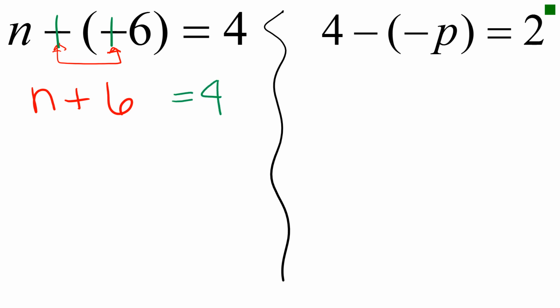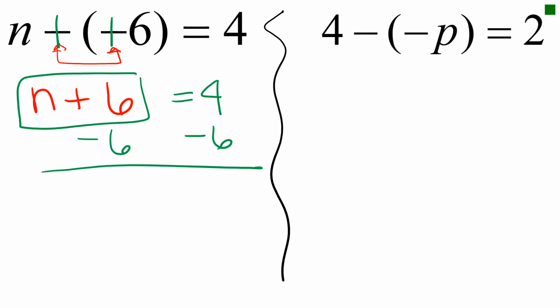Then I'm looking over here at the side that has the plus sign. I want to get rid of that plus 6. To do that, I'm going to subtract 6. I have to do it to both sides to keep it equal, keep it balanced. Positive 6 and negative 6 cancel. So I have n equals, and then 4 minus 6 is negative 2.